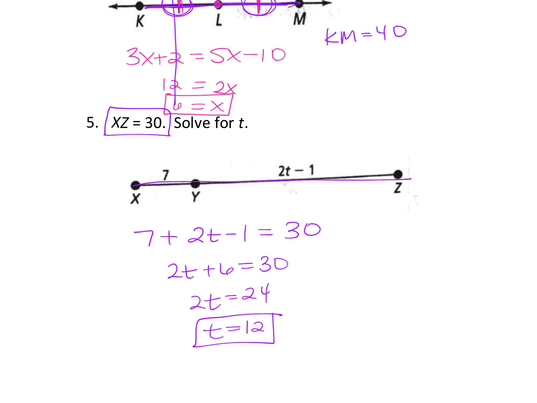Okay, in this case, that's all they ask you for, but if they ask you for YZ, then you would just plug it back in here and get the length of that segment. And that's how you can check your answer too, if you want. It's not a bad idea. Questions so far?